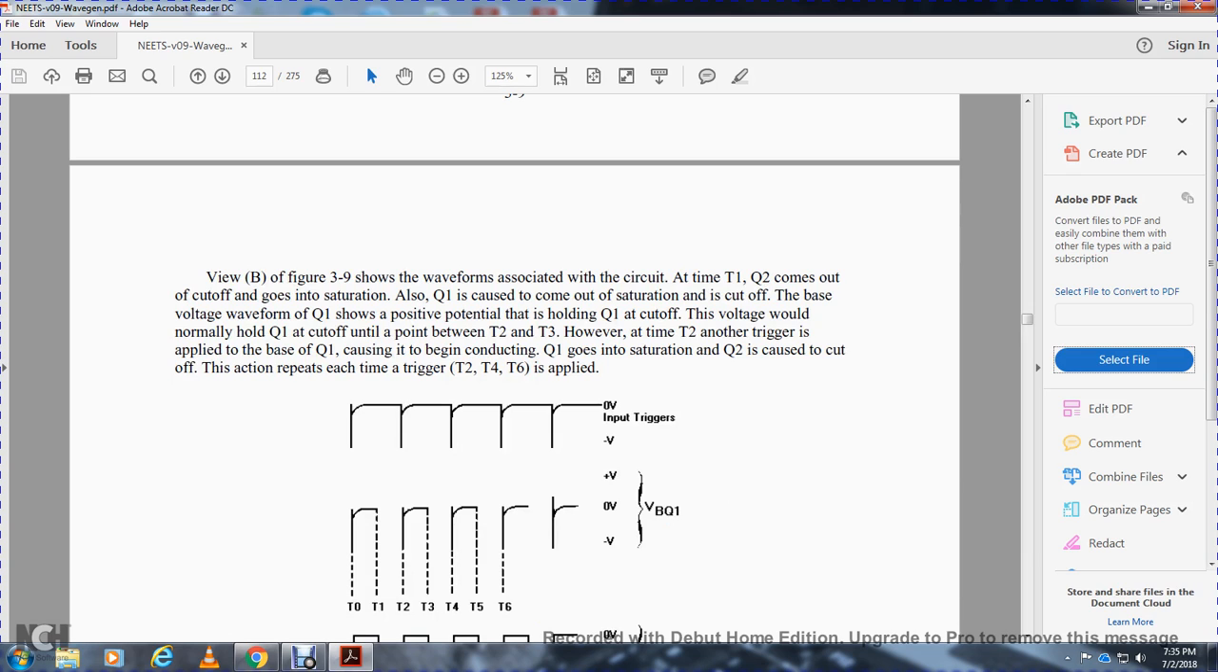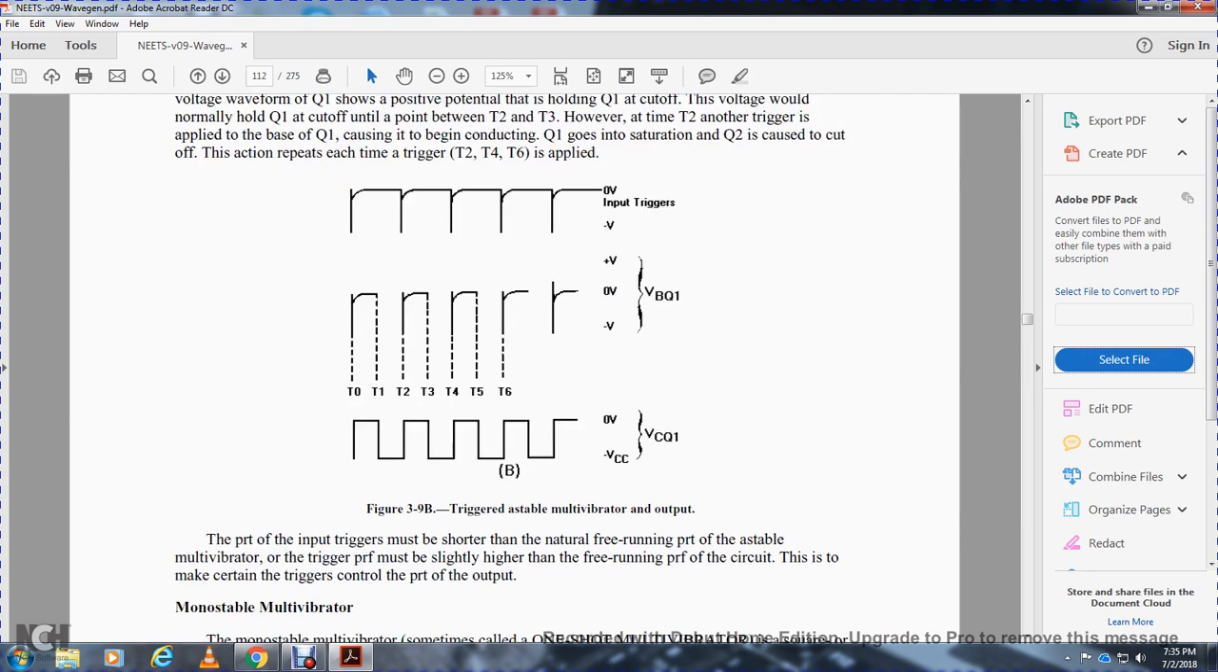Although transistor 1 comes out of saturation, it is cut off at the base voltage waveform. The waveform shows a positive potential holding transistor 1 cut off, a voltage that would normally hold transistor 1 cut off at the point of time interval 2 and 3. However, at time interval 2 the trigger is applied to the base of transistor 1, causing transistor 1 to conduct into saturation and transistor 2 to cut off. The action repeats each time the trigger is applied, at time 2, time 4, and time 6.